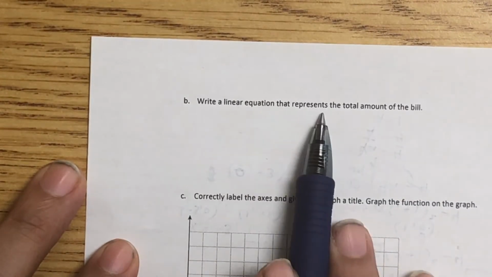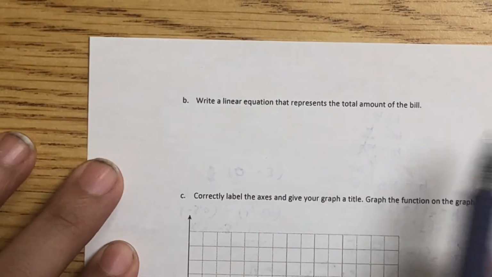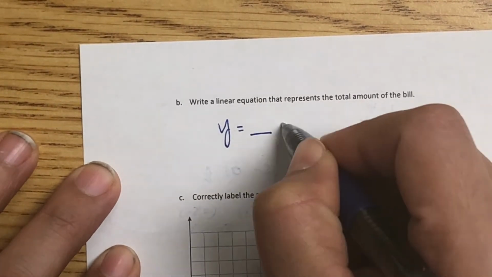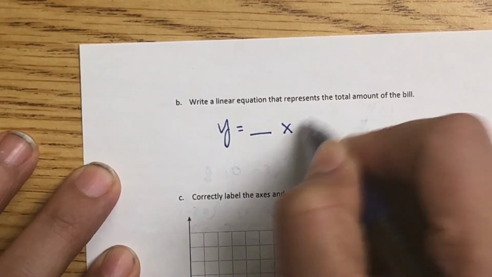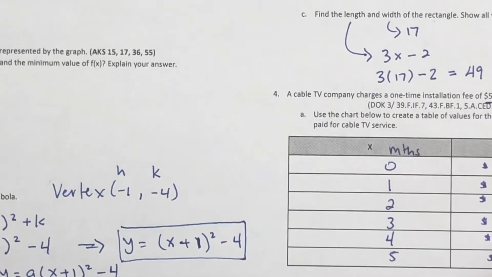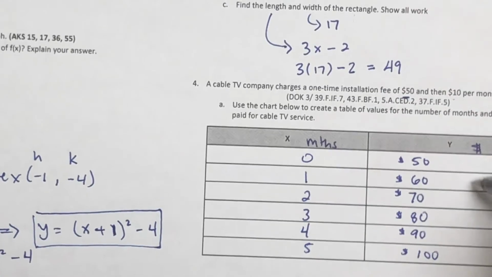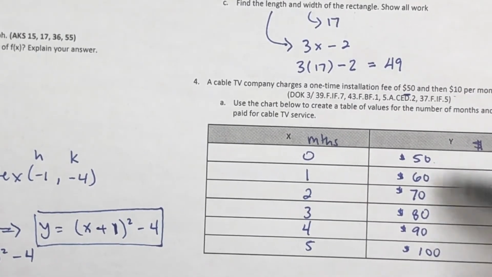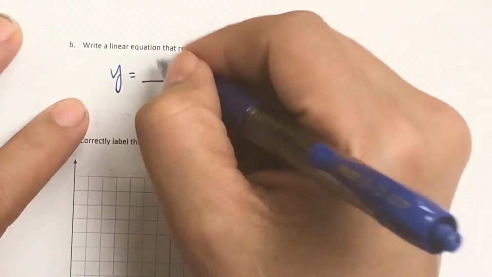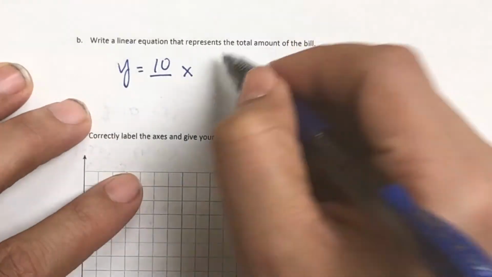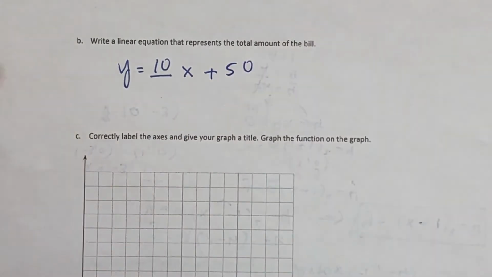B, write a linear equation to represent the total amount of the bill. All right, so y equals your change, x, and then whatever you started off with. So what's the change? What is the thing that's happening every single time? How do I go from 50 to 60, 60 to 70? What's the change? The change is 10. So your rate of change is 10. And what did you have to pay at 0 months? You had to start off with 50. So that's your linear equation.